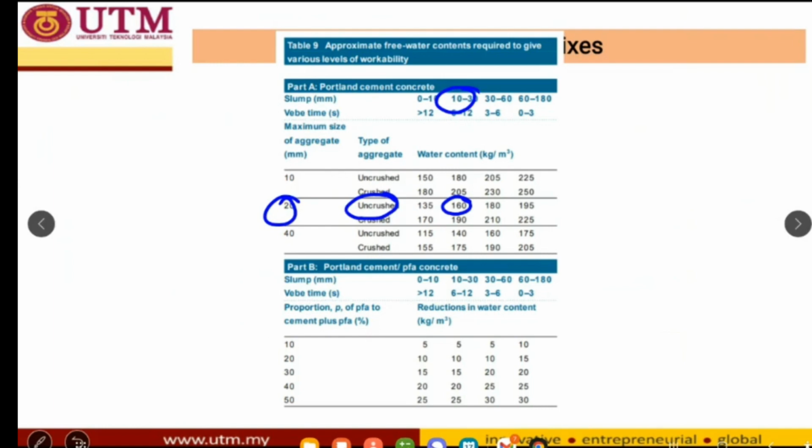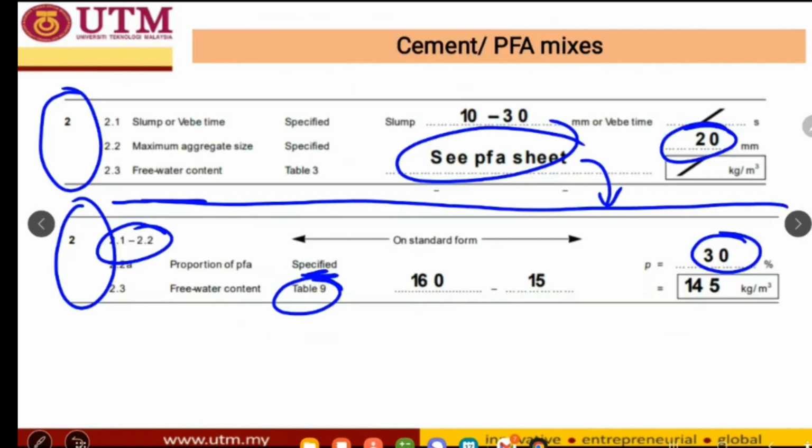If you look at part B, part B is the Portland cement plus the PFA concrete. The slump is 10 to 30 mm, and the proportion of the PFA that we are using is 30. Here we get the figure 15. So what is 15? 15 is the reduction in the water content. So we use the 160, which is from the conventional concrete design, minus the 15 for the PFA concrete. So 160 minus 15, you get 145.